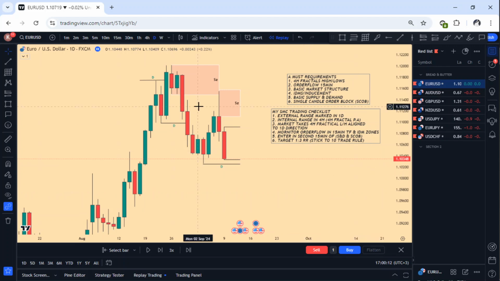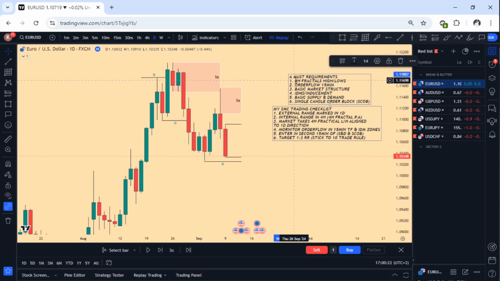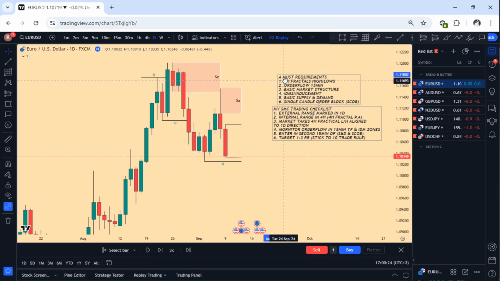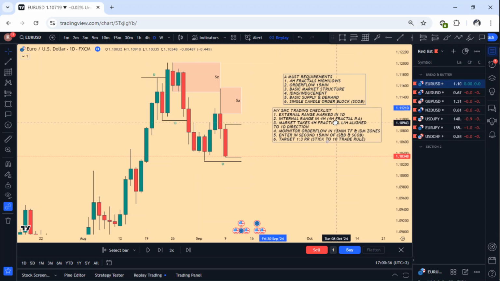It has already closed like this on Friday. So on Monday I'm expecting the same thing we did here. If you want to know how I trade, these are the requirements that you need to know. You need to know how fractals operate, price fractals. You need to know order flow. You need to know basic market structure. Then you need to know inducements, and then you need to know supply and demand zones. Then you just need to know single candle order block or scope for entry purposes.